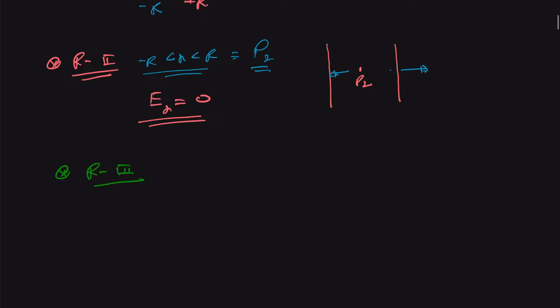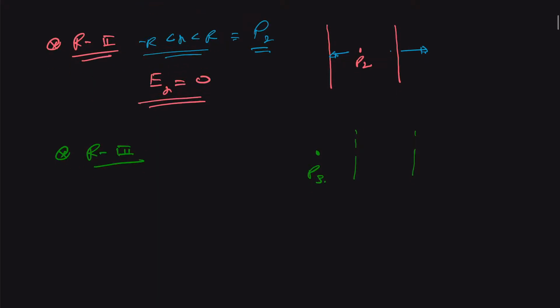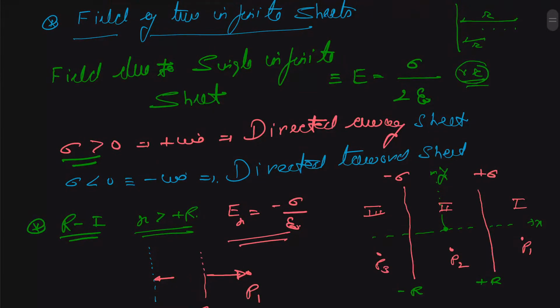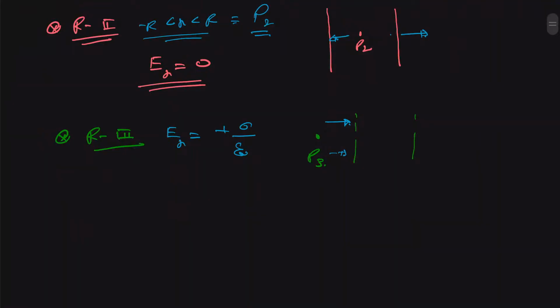Okay. And finally we are having the third region, and the third region is somewhere here. So this is our P3, and in this case it is in this direction. Okay. And therefore we get that the value of electric field will be equal to plus sigma upon epsilon naught. So we got the value of electric field for all the three regions.